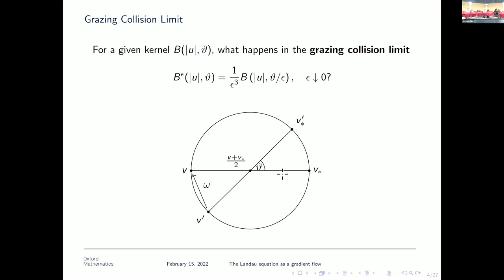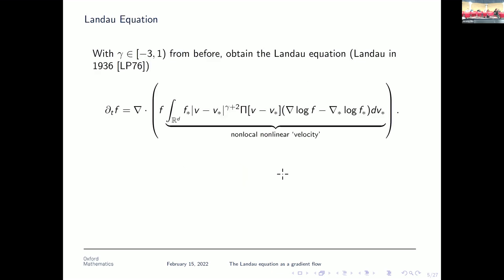And the angle theta is the angle between the relative pre-collision and post-collision velocities with respect to the center of mass coordinates that I've shown. So when you concentrate around small angles, i.e. theta near 0 or epsilon going to 0 in the scaling that I discussed before, what you get is the Landau equation, which Landau wrote in 1936, but somehow the earliest reference for it was in 76 by Lifshitz-Pitaevskii that I could find.